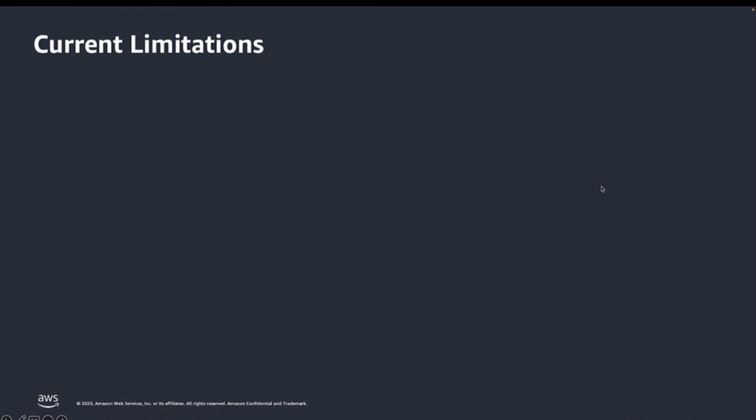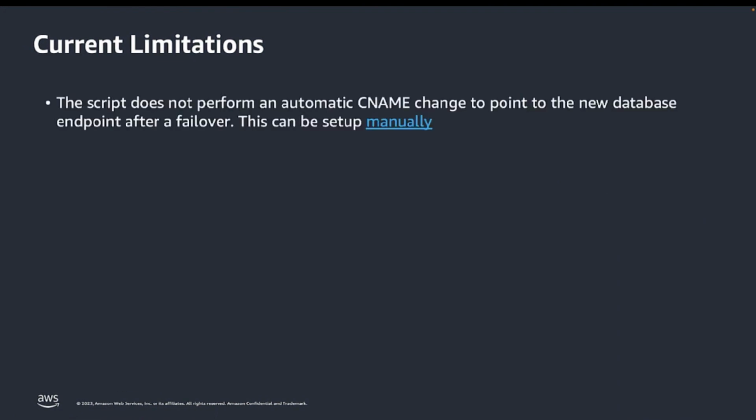Now, let's discuss the current limitations in this version of the script. The first one: when you use the script for your setup and there is any failure on the primary, and fast-start failover performs the failover to the standby database, the endpoint of the new primary will be different from the old primary. As part of this CloudFormation template, we are not doing any automatic CNAME change. So whenever a failover happens, you have to point your application to the new endpoint.